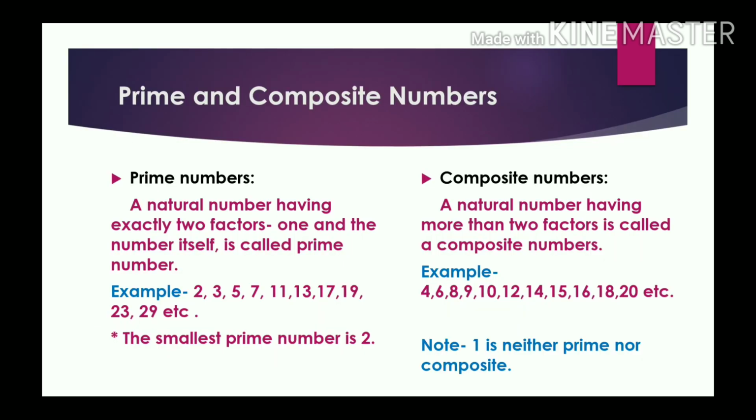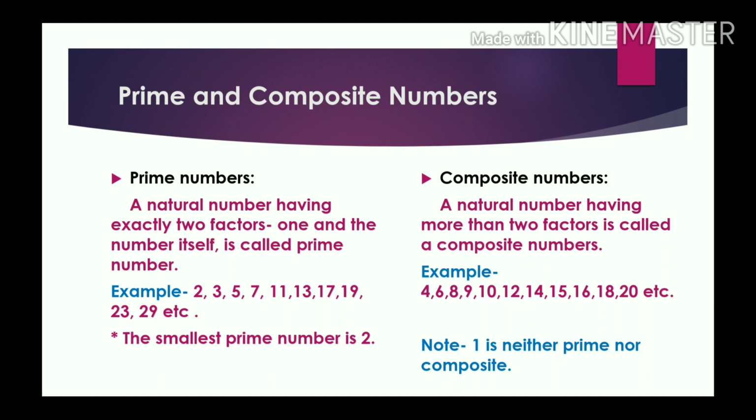Now let's discuss prime numbers and composite numbers. First, prime numbers. A natural number having exactly two factors, 1 and the number itself, is called a prime number. For example, 2, 3, 5, 7, 11, 13, 17, 19, 23, 29, etc.